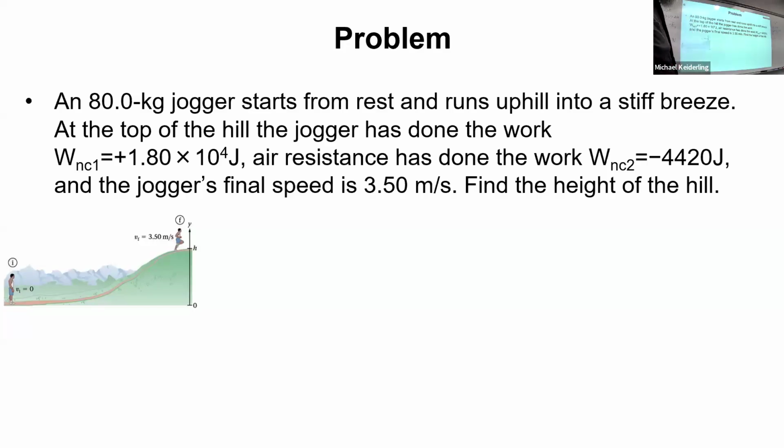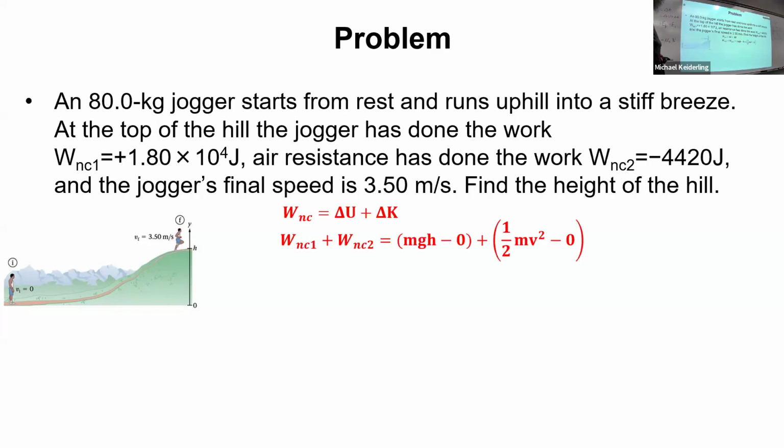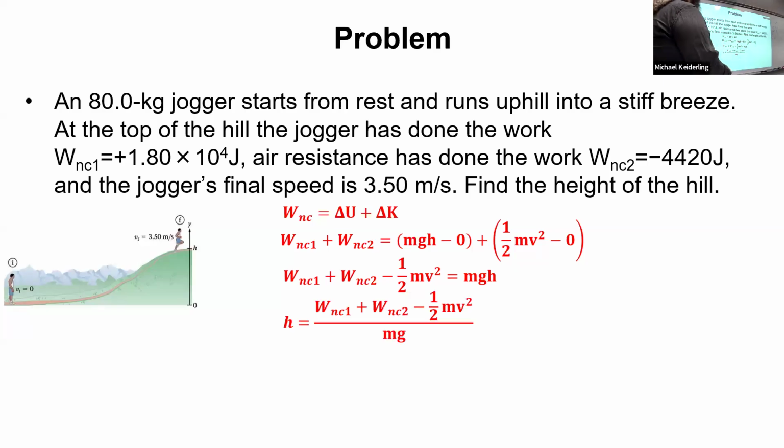So non-conservative work equals the change in potential energy plus the change in kinetic energy: mgh minus 0 plus 1/2 mv squared minus 0 equals non-conservative work 1 plus non-conservative work 2. So non-conservative work 1 plus non-conservative work 2 minus 1/2 mv squared equals mgh. Divide everything by mg to find h.